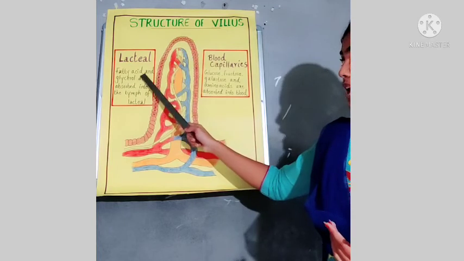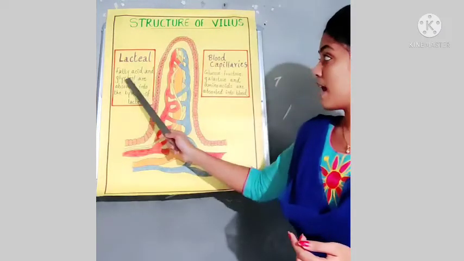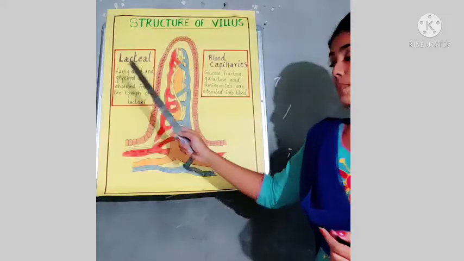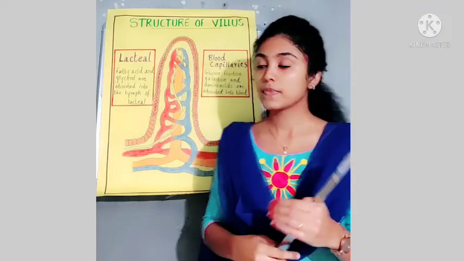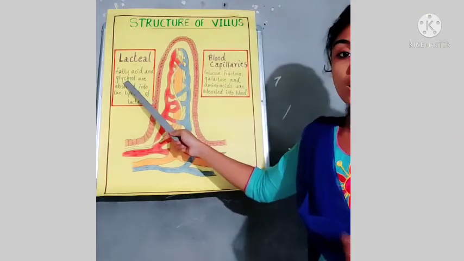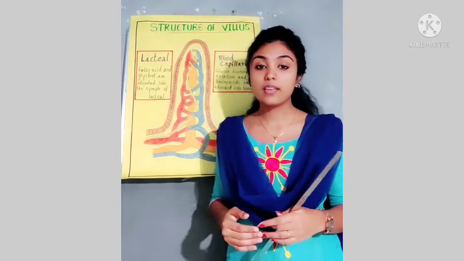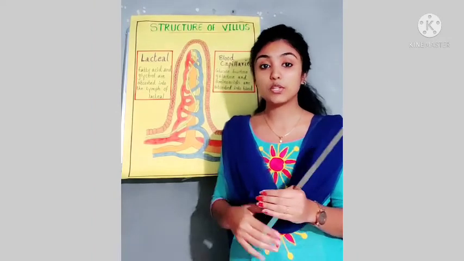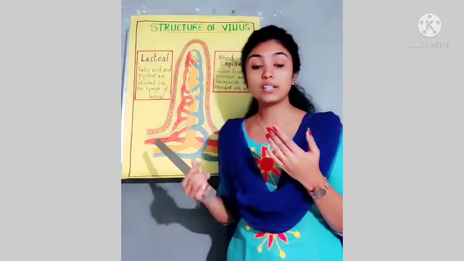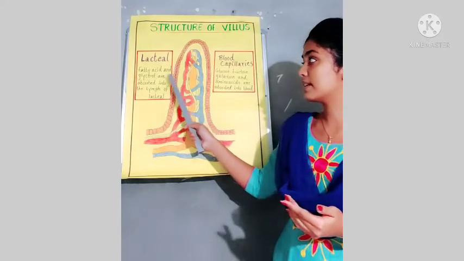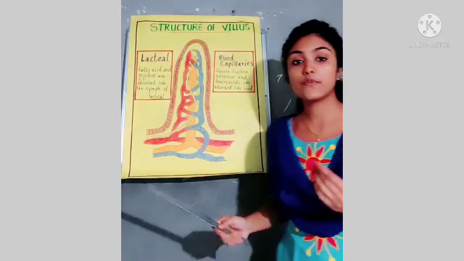And what about lacteal? Lacteal helps in the absorption of fatty acid and glycerol. So fatty acid and glycerol are the end products of fat. So fatty acid and glycerol are absorbed through lacteal. So we can say that the water soluble simple nutrients are absorbed through blood capillaries, and the water insoluble fatty acid and glycerol are absorbed through lacteal or lymph capillary.